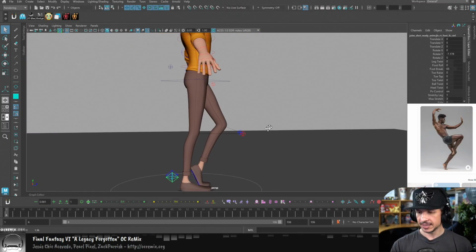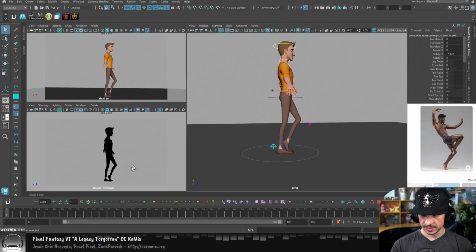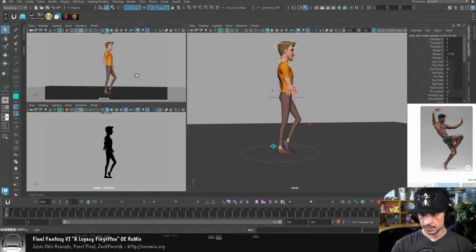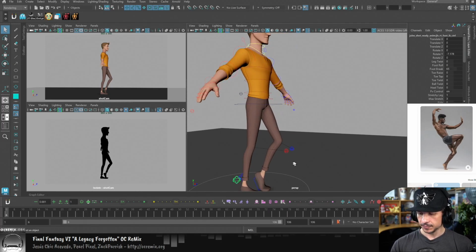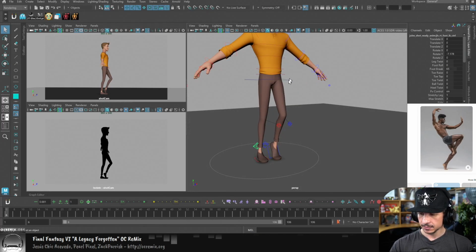So we've got that foot there, and this is going to be our balance point. So let's make sure our camera is in the right spot. Something like that. Okay. So we've got that foot there.